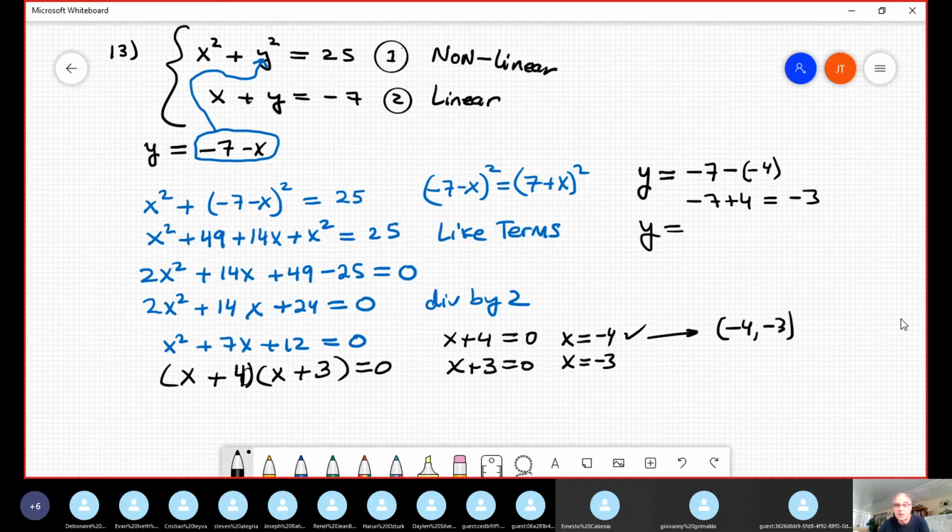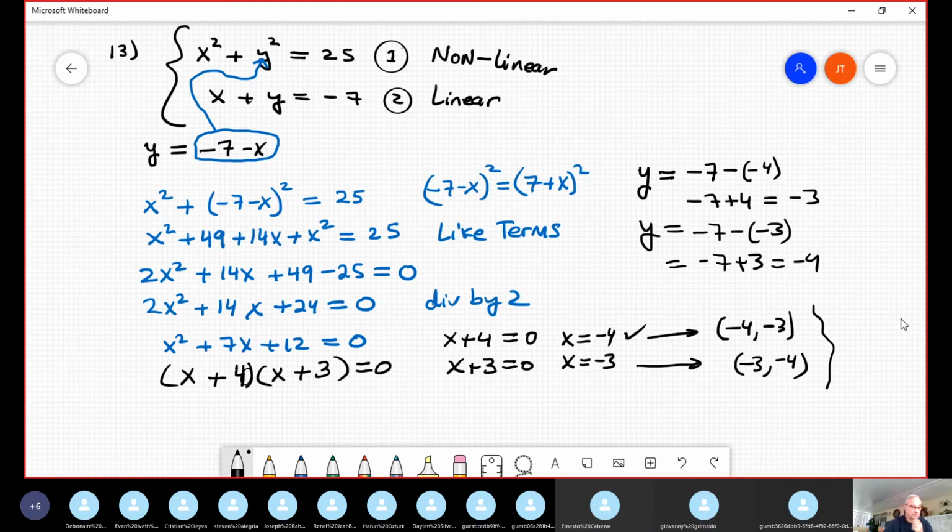Likewise, with -3: y is -7 minus -3, which is -7 plus 3, which is -4. The whole solution is x equals -3 and y equals -4, and x equals -4 and y equals -3. Two solutions. Any question? No?